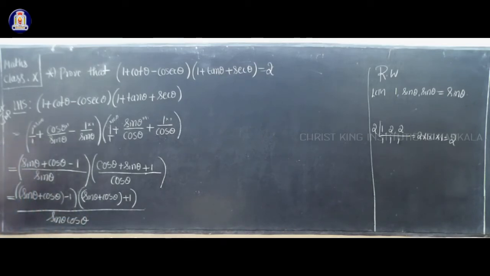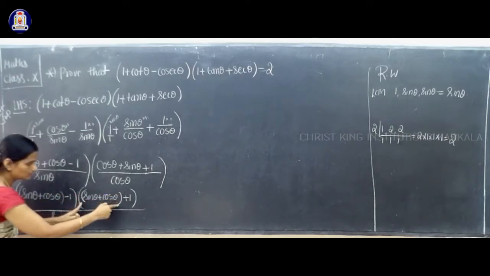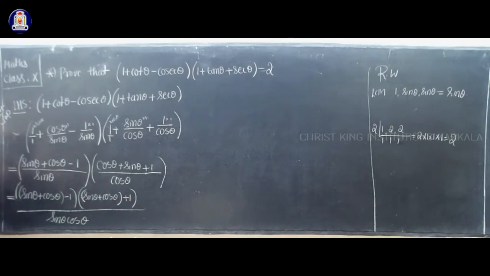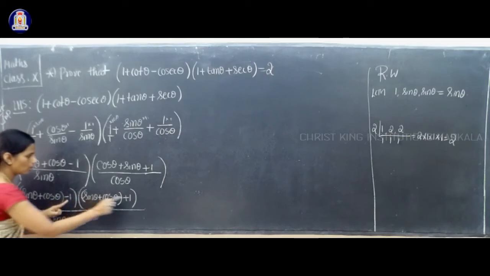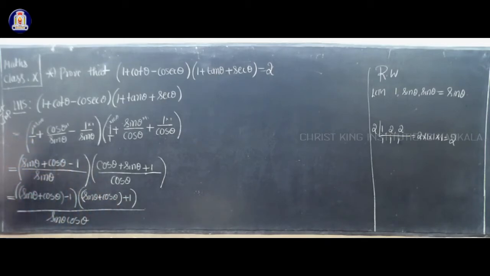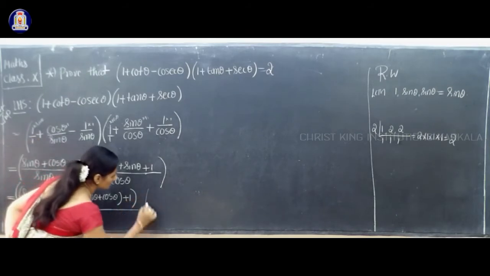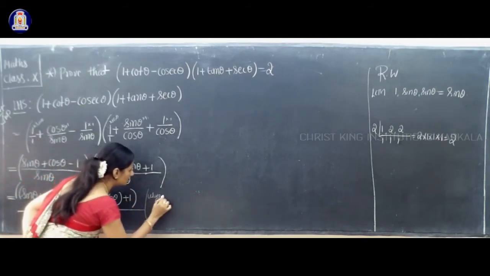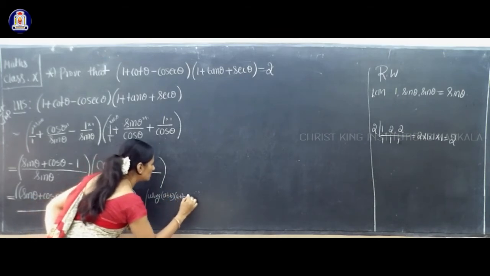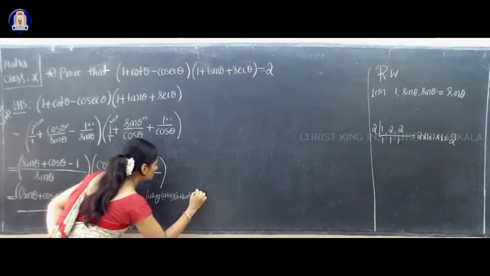Clear? Now it looks like, see this bracket, this is 1 and this is 1. And here it is minus, here it is plus. Now tell me which formula you can use. So this is same, this also same, but here is minus, here is plus. So that means which formula we can use? Using a plus b into a minus b, which is equal to a square minus b square.